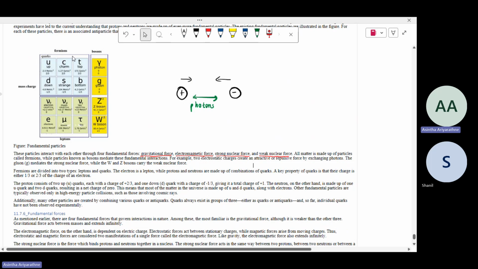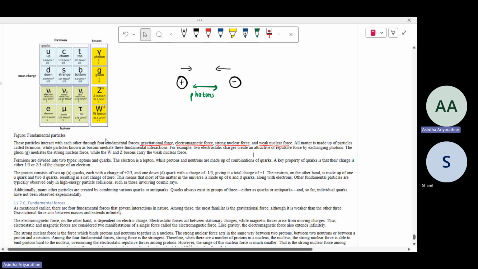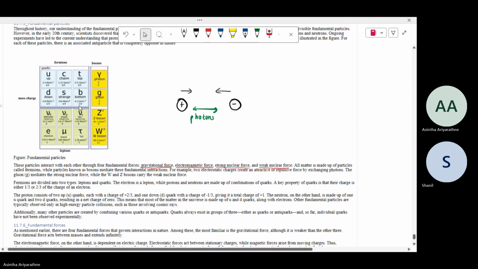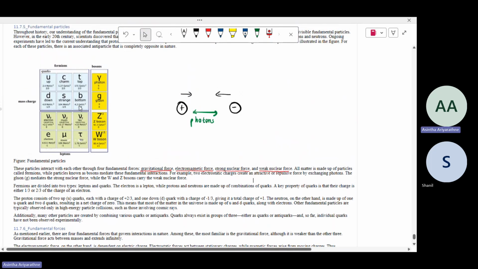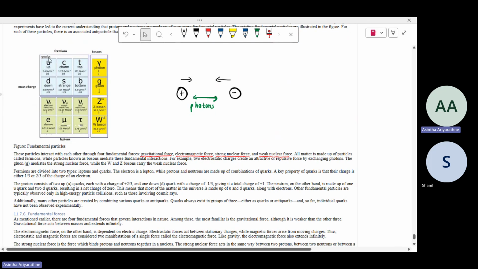The fermions are the basic particles of which objects are made. There we also have two subcategories. These six are called quarks. These six are called leptons. Quarks and leptons.